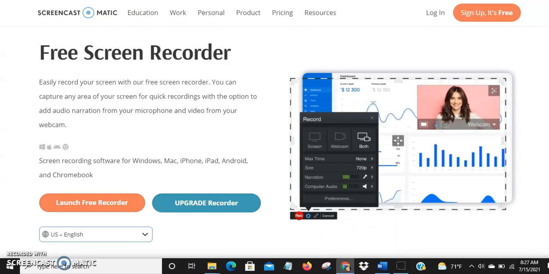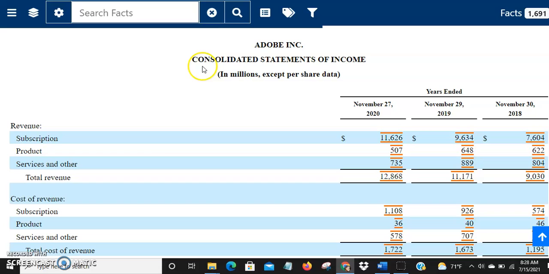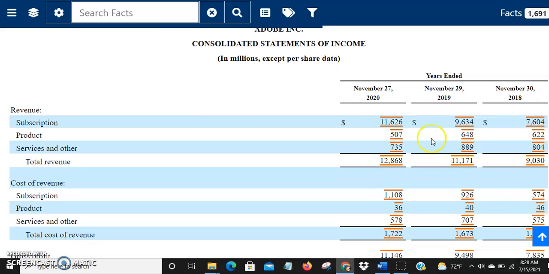Let's look at the annual report or the 10K report. And previously, obviously, we did mention how to go and get this information. So here we are. Adobe's consolidated statement of income. This is part of Adobe's latest 10K report for year ending November 27th, 2020. Adobe's total revenue for the latest year was $12.8 billion.